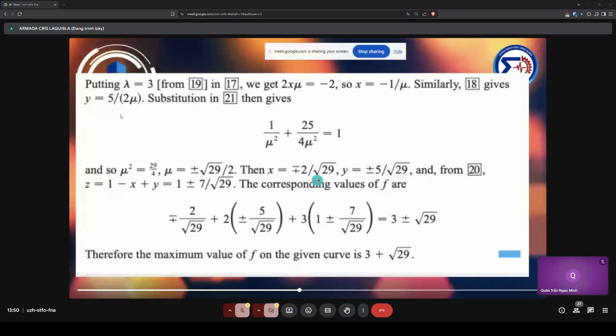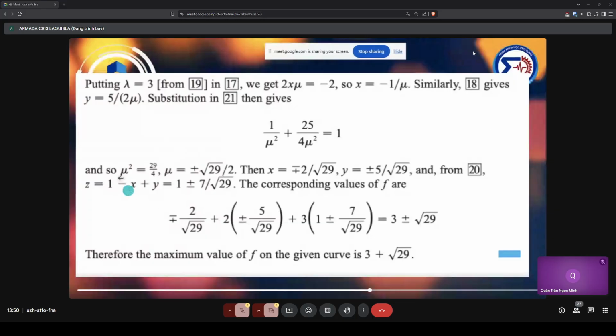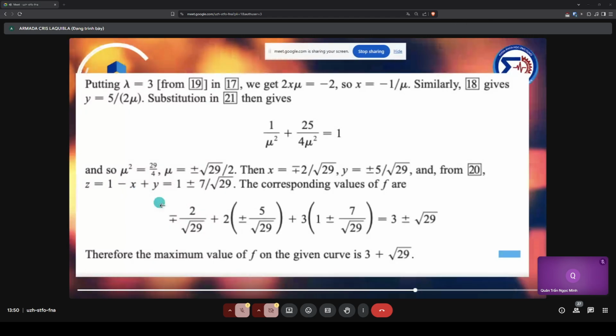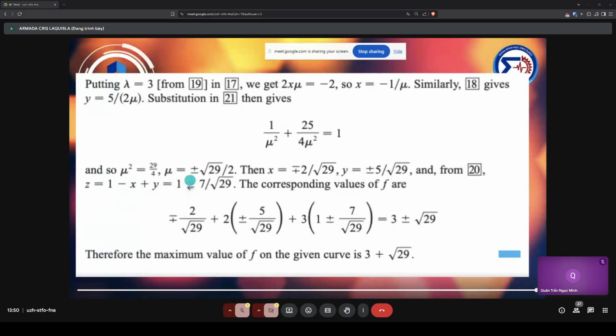There's a minus here, so minus negative becomes plus. So positive 2 square root of 29 plus y. Your first y here is positive, so plus 5 square root of 29, and that is now 7. So it's 1 plus 7 square root of 29. That's the first value.